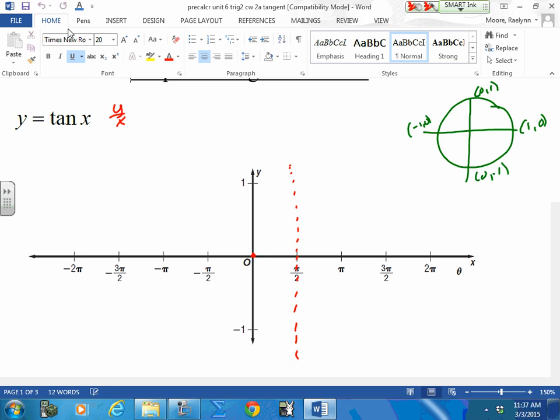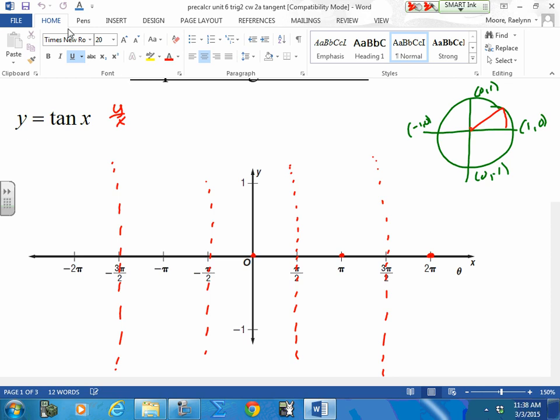At 180, I'm 0 divided by negative 1. So what is that? 0. At 270, I'm negative 1 divided by 0. Can't do it. And back here, I'm at the 0. So I've got these asymptotes where I can't use a tangent. Now to help us, we're going to find 45. So at the 45, I'm on the unit circle.